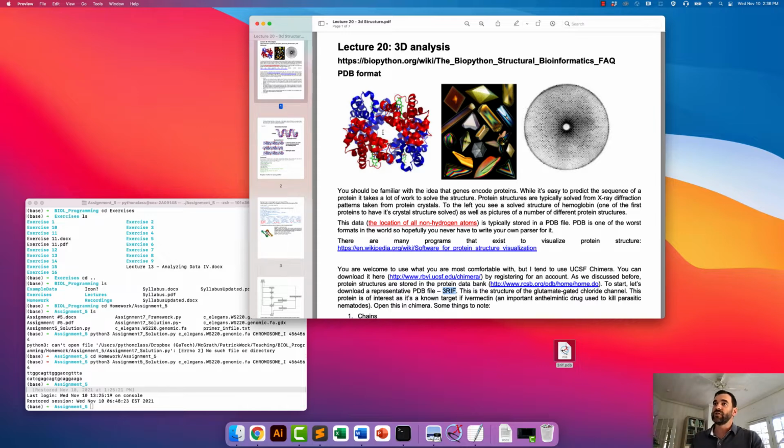Once you build this protein structure, you create a file, and this is called a PDB file. The PDB file is stored in the PDB database, and it holds the location of all the non-hydrogen atoms within the protein. This technique is not able to identify hydrogen atoms. These are so small that they're not actually able to interact with the X-rays, and so you don't see these in the protein structures. PDB files have their own format. It's one of the worst formats in the world. Hopefully you never have to write your own parser for that.